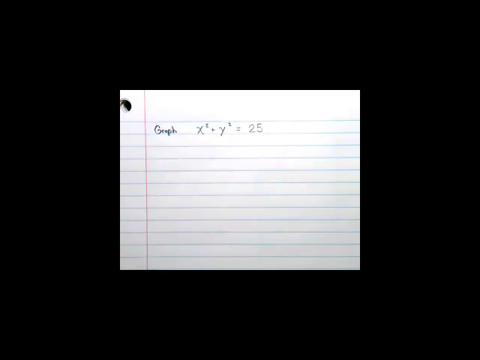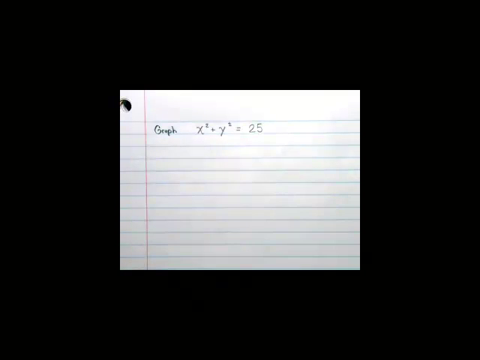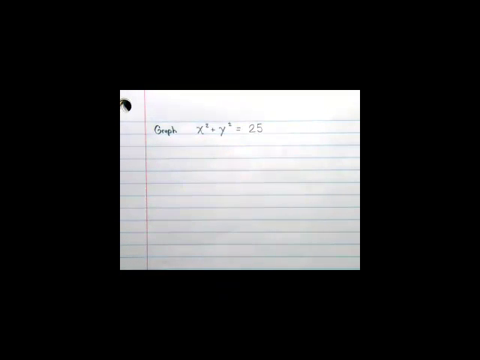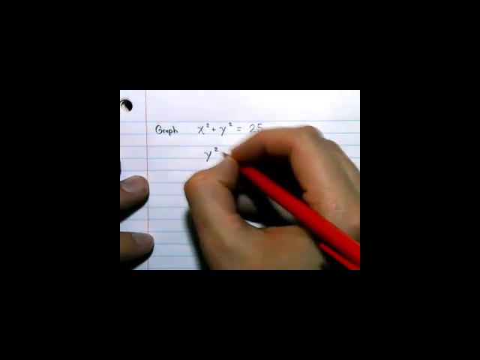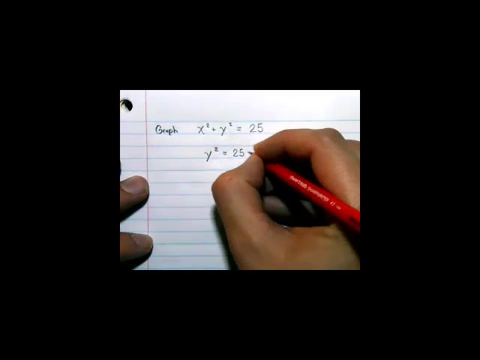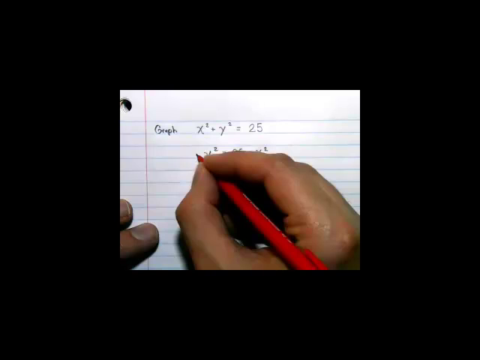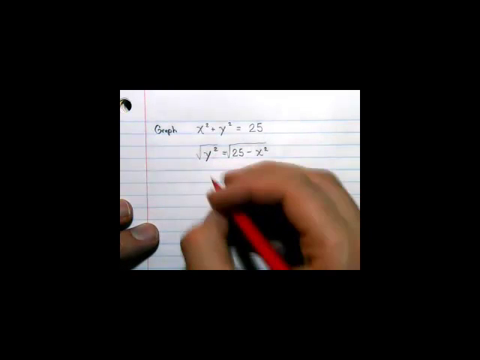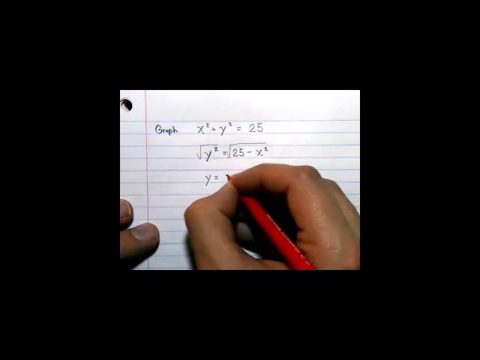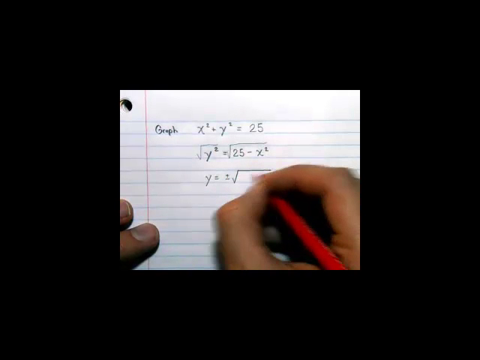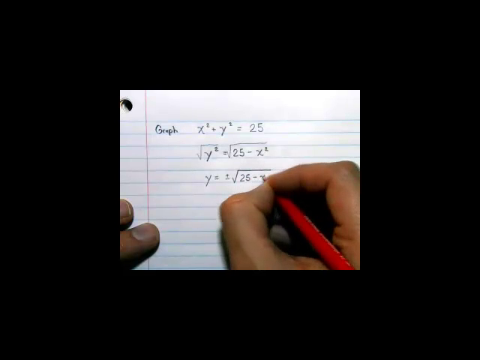Now, to put it in our calculator, again, I can't type it in like this, right? I have to solve it for y and see what I have. So what's my first step in solving for y here? Minus the x squared. We're going to try and get y by itself. So y squared is 25 minus x squared. And then if I do this whole square root business, y is equal to plus or minus the square root of 25 minus x squared.